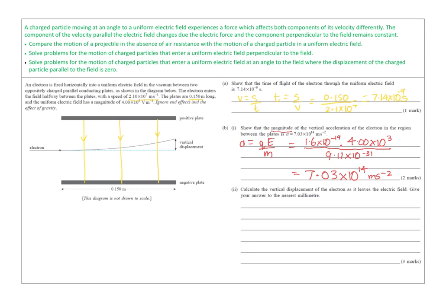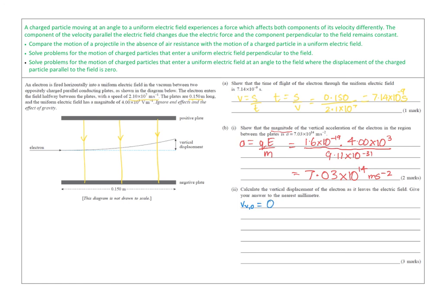So here we have the normal equations of motion. We have a constant acceleration problem. We know the acceleration inside that field. We know how long it's in the field for, so we can work that all out. So this is a little bit harder, so I'd probably write down the information in the question. We know the initial vertical velocity. Let's just write that a bit neater. The initial vertical velocity is equal to 0.